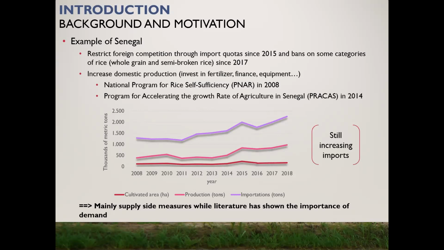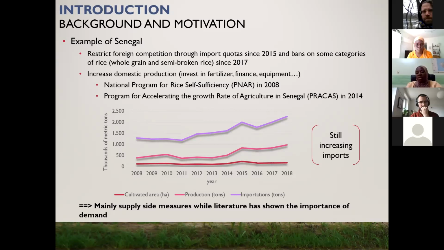Another solution to face this increased dependency is to increase domestic production. This has been done through huge investments in fertilizers, finance, and equipment. To implement these investments, our state has put in place many programs. For example, we had the National Program for Rice Self-Sufficiency, which started in 2008, and also a program for accelerating the growth rate of agriculture. However, given all these programs and measures, we see that rice imports are still increasing.